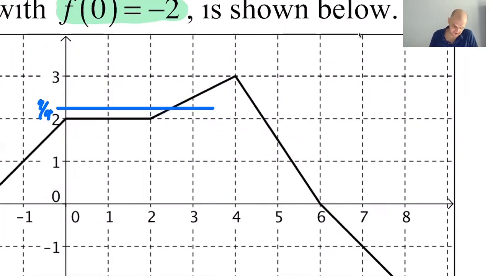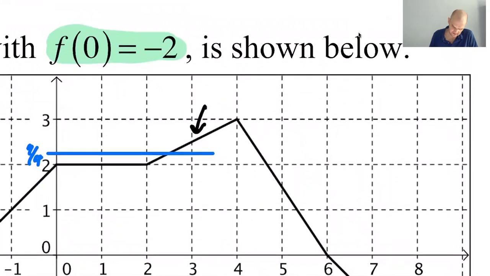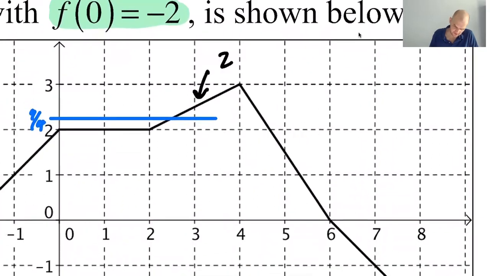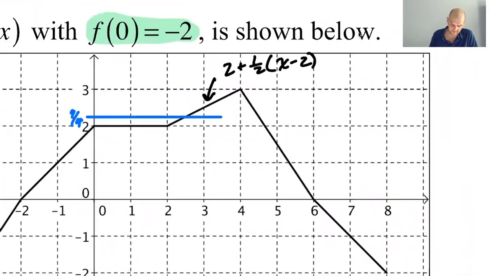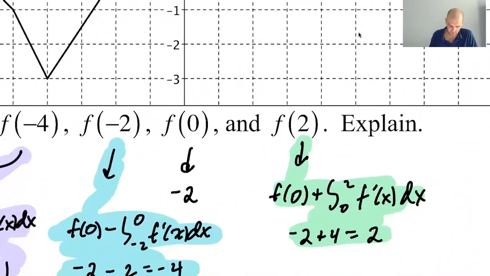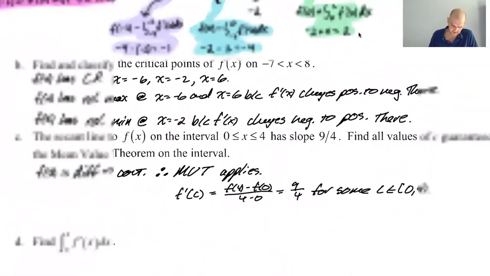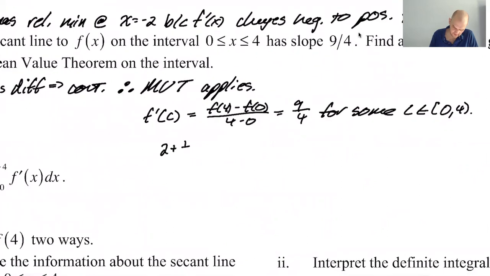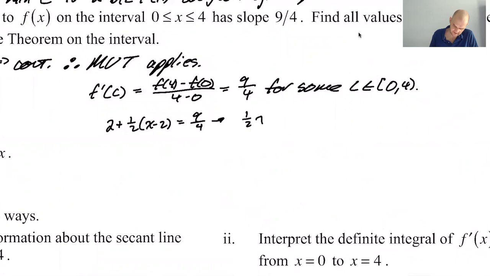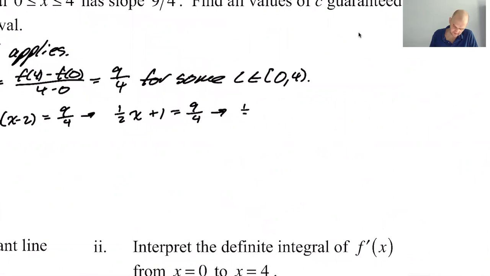So what is the equation of this? This is 2 plus 1/2 the quantity x minus 2. So I just need to find where 2 plus 1/2 the quantity x minus 2 equals 9/4, and that'll give me c. Okay, so 2 plus the quantity 1/2 x minus 2 equals 9/4. Okay, 1/2 x minus 1 plus 2 is plus 1, equals 9/4. So subtract 1 gives you 1/2 x.